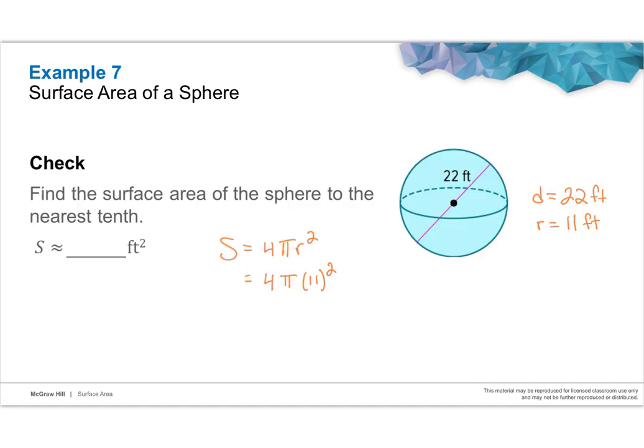Squaring 11 and then multiplying by 4 is the correct order of operations. So we get 484 times pi would be our exact answer. So that's square feet. And then when we use our calculator, we are going to get 1,520 and 0.5 rounded to the nearest tenth. Pay attention to those rounding instructions as always whenever pi is involved and you're getting an approximate answer.